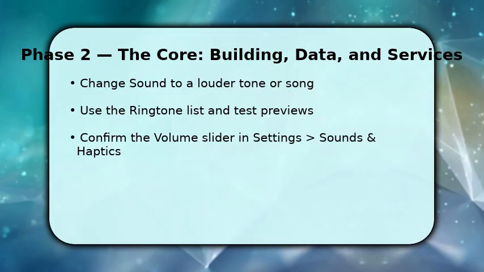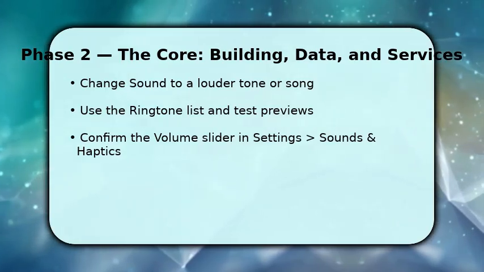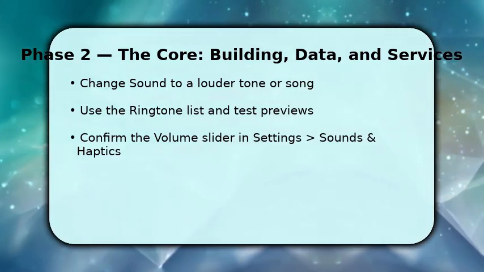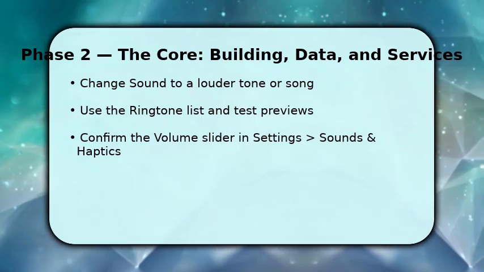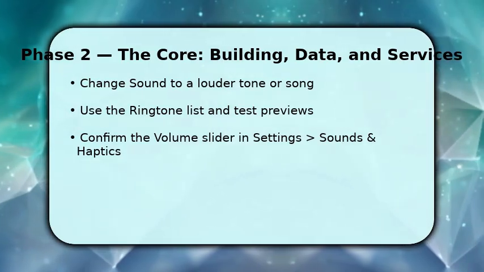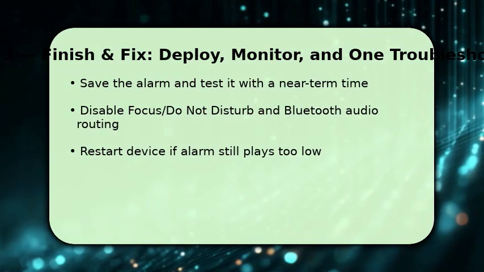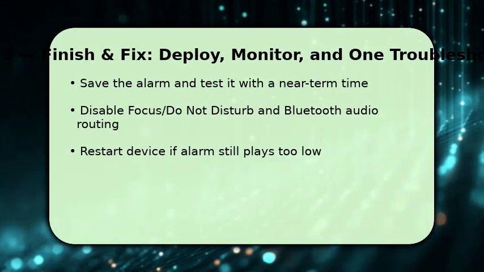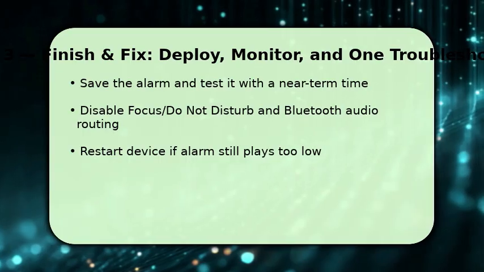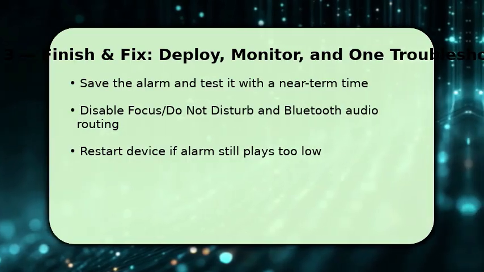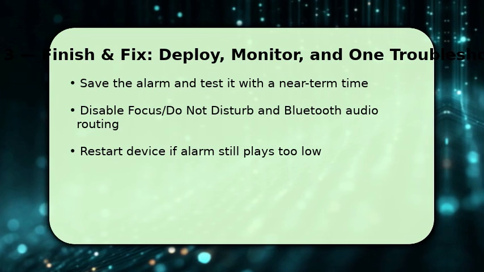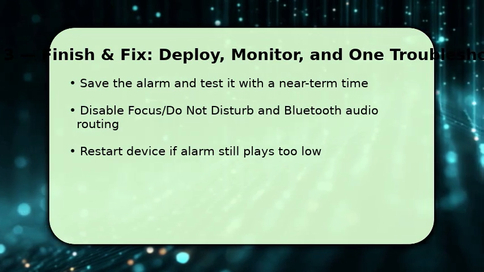Then exit and open Settings, Sounds and Haptics to confirm the ringer and alert slider is set higher. Alarms use that level unless Change with Buttons is enabled, so make sure the slider sits where you need it. Finish by saving the alarm and creating a quick test time a few minutes ahead so you verify loudness in real conditions.